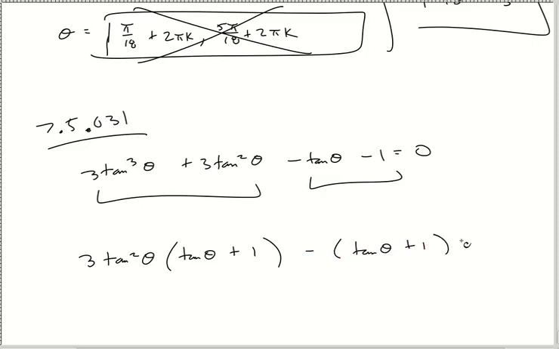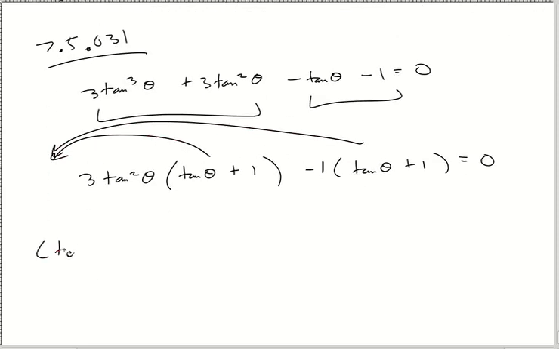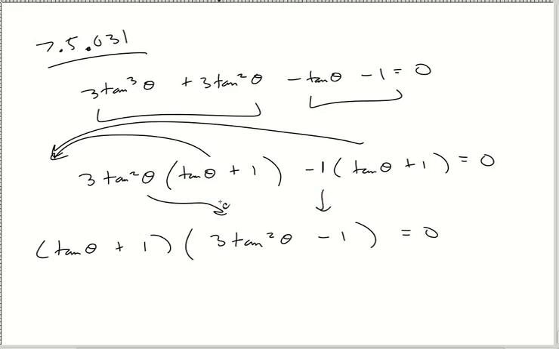Tangent plus 1. Notice, factor by grouping, you must have these two factors here identical. You must have them the same. If you don't have it, factor by grouping doesn't work. I'm going to put a 1 right here just in case. Invisible 1. I'm going to factor these guys out to the front. Tangent theta plus the 1. Oops. Now times the leftovers. 3 tangent squared theta minus 1 is equal to 0. Notice that these guys just kind of fell down.